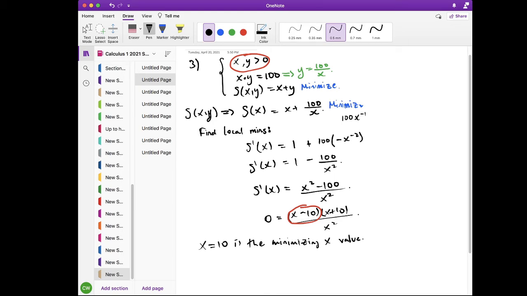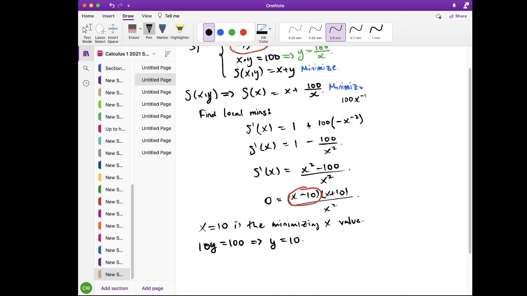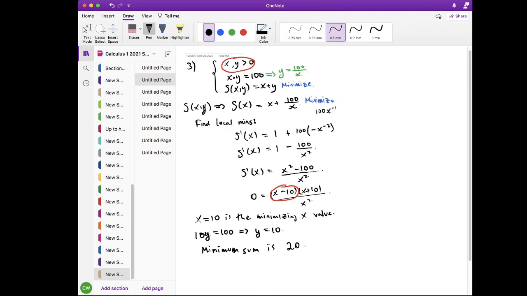Okay, so then that means y equals, right, 10y is equal to 100, so y is equal to 10. So the minimum value, minimum sum, is 20. Okay. So any questions about that?